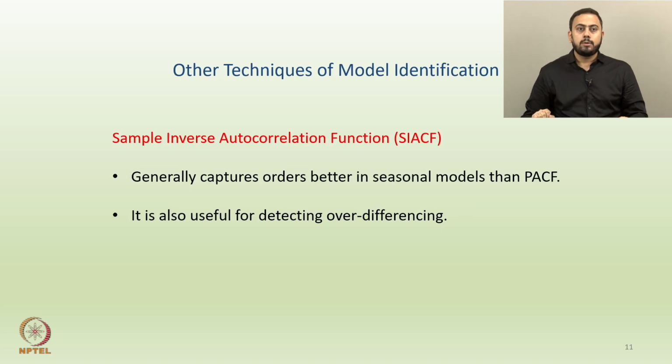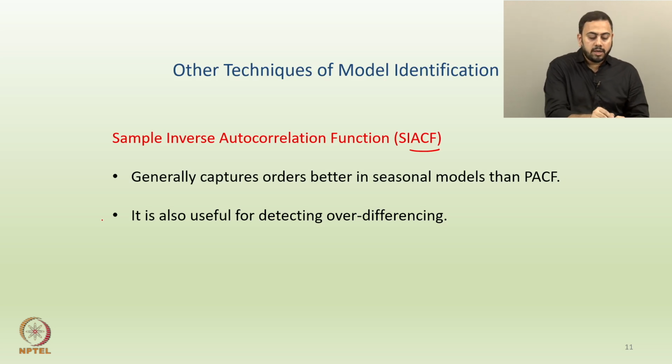Now, we actually have other techniques of model identification. One can look at something called the sample inverse autocorrelation function. We will not go into details, but the short form is SIACF. So, rather than the ACF, one can have an inverse autocorrelation. If you have a model, you write down that model in terms of an inverse structure, and then have its correlation. A couple of advantages: such a correlation, SI-ACF, generally captures orders better in seasonal models as compared to, let's say, PACF or even ACF.